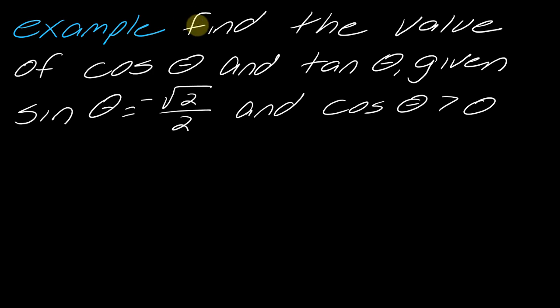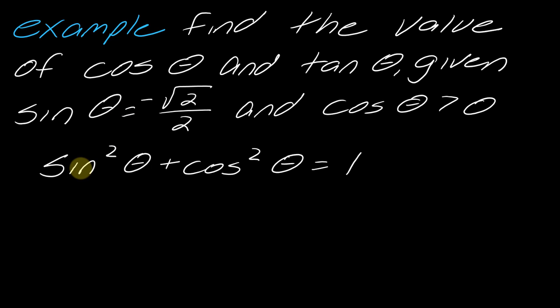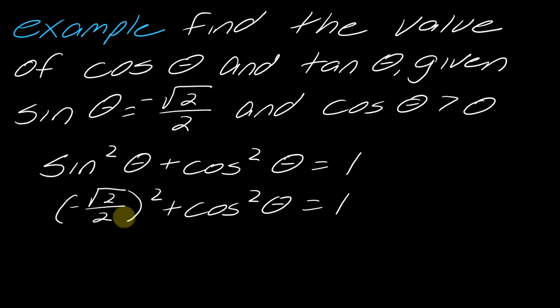So there's a few exercises that we can do where we are forced to use some of those properties. One example would be: find the value of cosine theta and tangent theta given sine of theta is negative square root of 2 over 2 and cosine of theta is greater than 0. Here's one way you could ask this question, and we're trying to find two other trig functions. So what I can do here is use this identity and plug this part in. So if I plug that in, I get negative square root of 2 over 2 squared plus cosine squared theta equals 1.